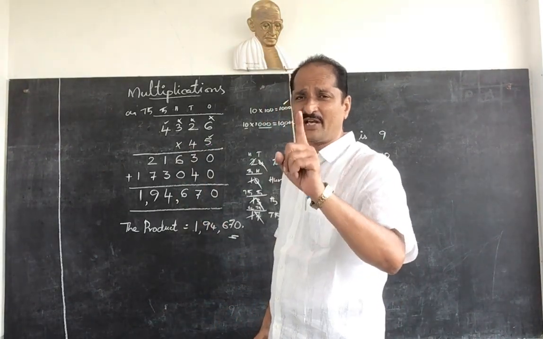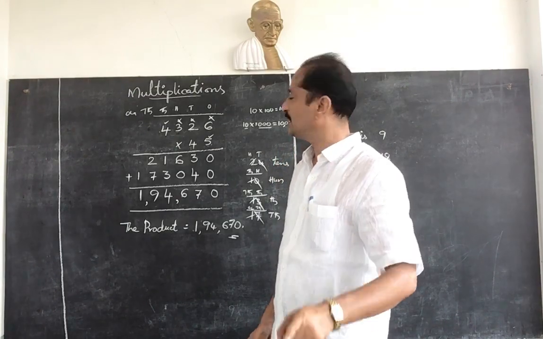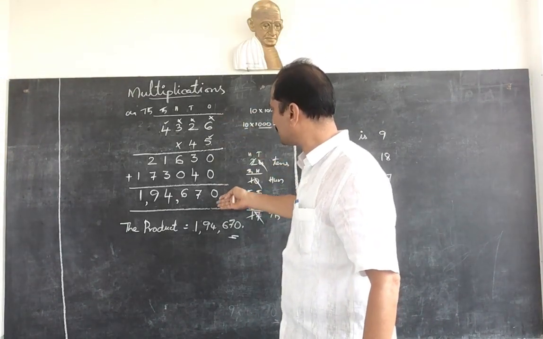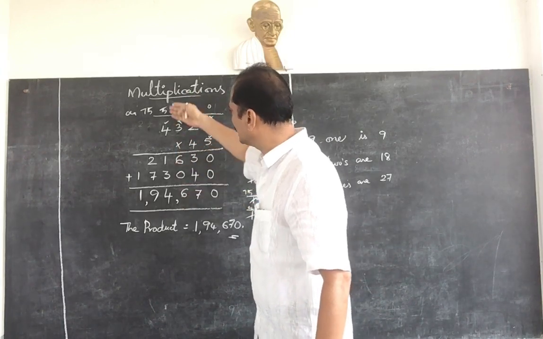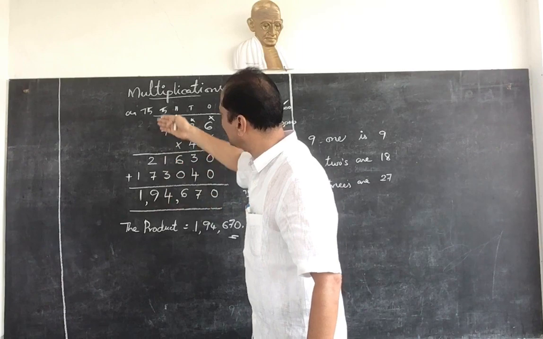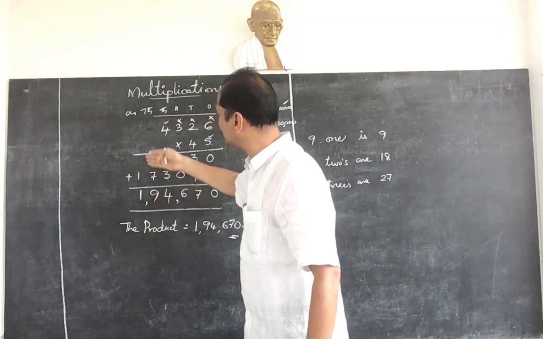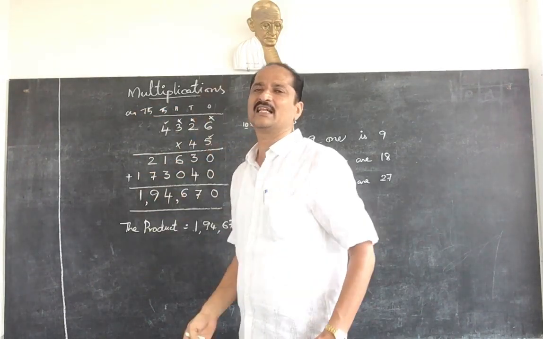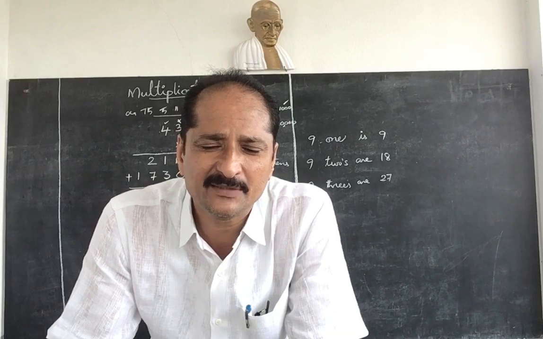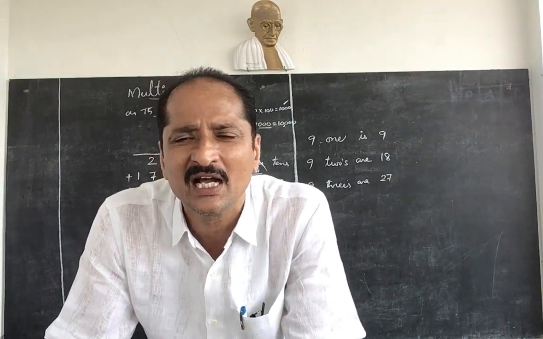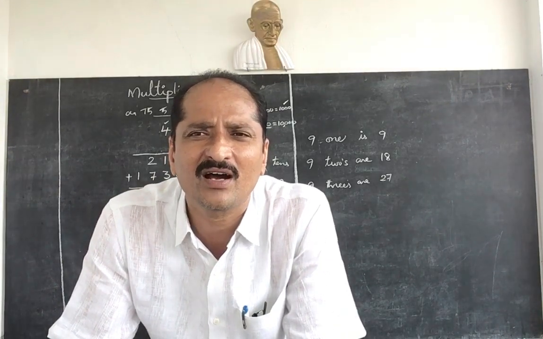But whenever you are multiplying and writing the product, write ones place under ones place, tens place under tens place, hundreds place under hundreds place, thousands place under thousands place, 10,000s place under 10,000s, 1 lakhs place under 1 lakhs. Like this if you are writing, you will find it easy. If you are writing tens place under ones place, or otherwise tens place under hundreds place, hundreds place under thousands place, you will get a wrong answer.